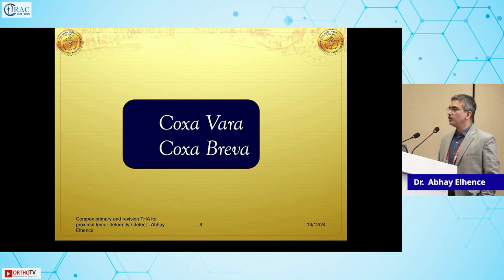Because very often we walk out very happy with a beautifully done total hip arthroplasty or revision arthroplasty, but you will find your patient complaining, having a limp, complaining of some nagging pain, some abductor weakness, some altered limp. And these are patients where we have not restored the neck shaft angle.